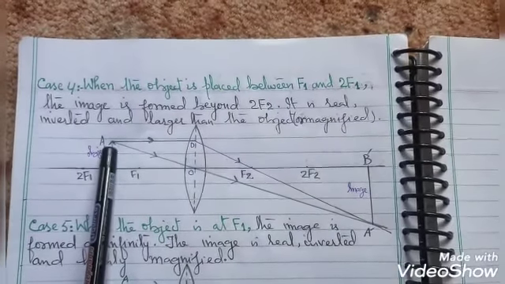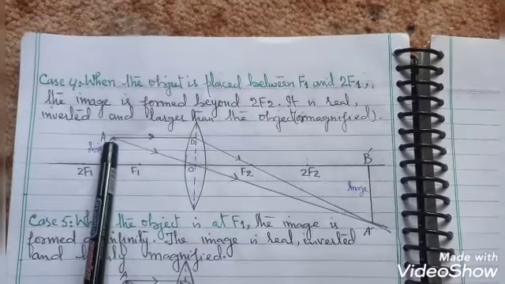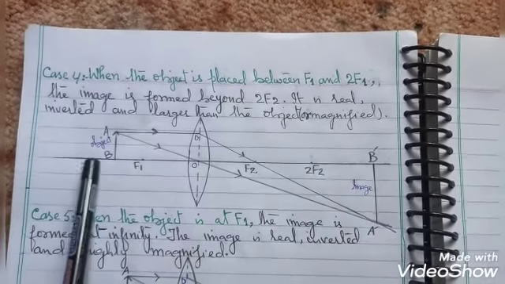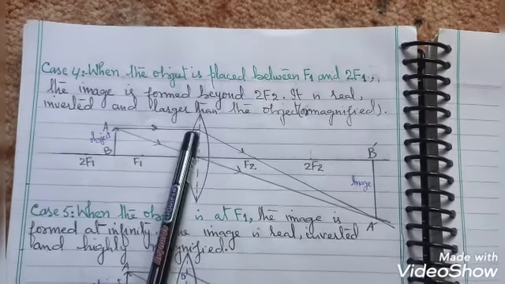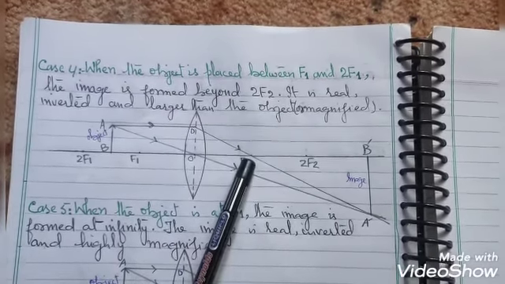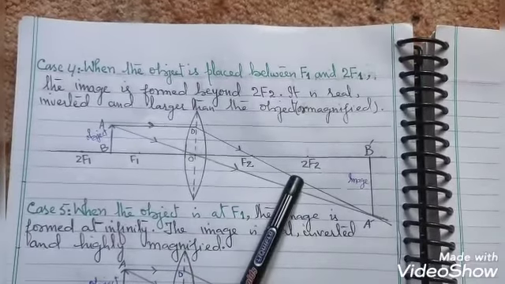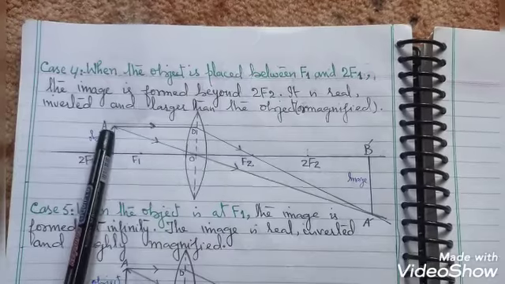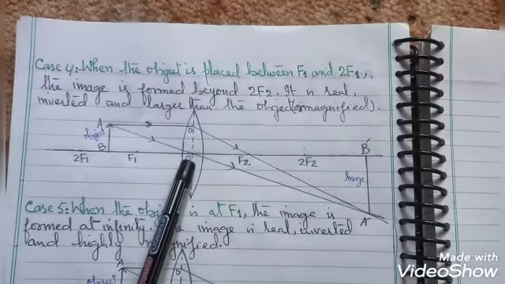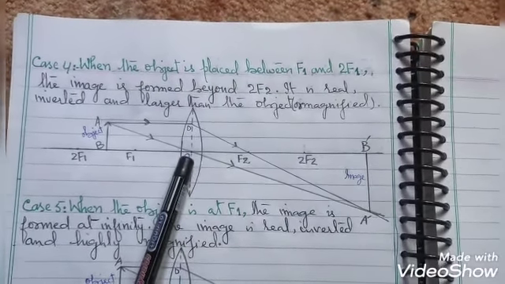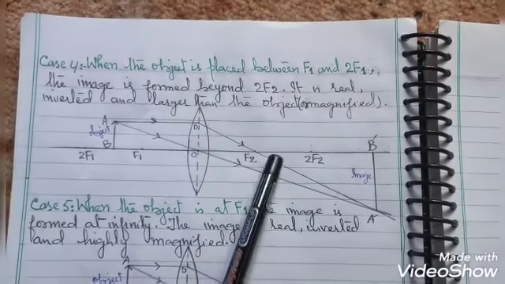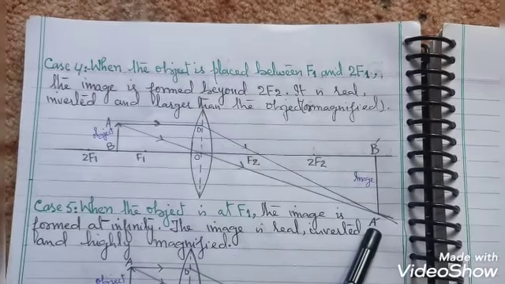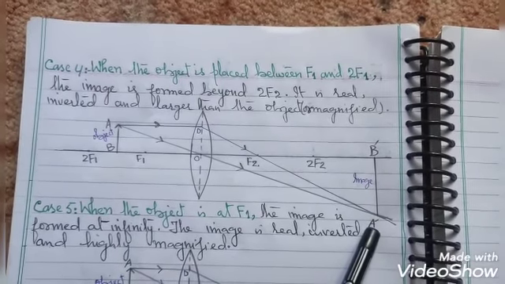A ray of light starting from top point A of the object is incident on the lens along AD in a direction parallel to the principal axis of the lens. After refraction, it passes through focus f2 of the lens. Another ray of light also starting from A is incident along AO and passes undeviated through the optical center of the lens. These two refracted rays actually meet at A dash. Thus, A dash is the real image of the object.